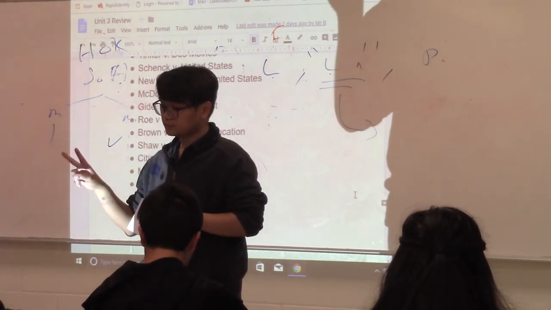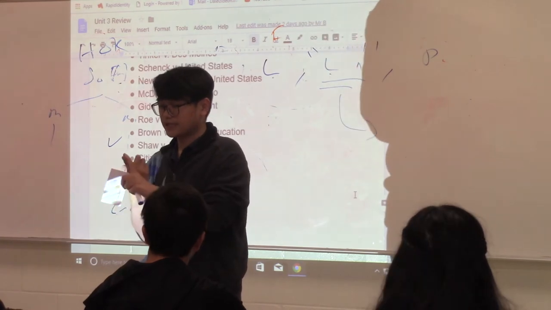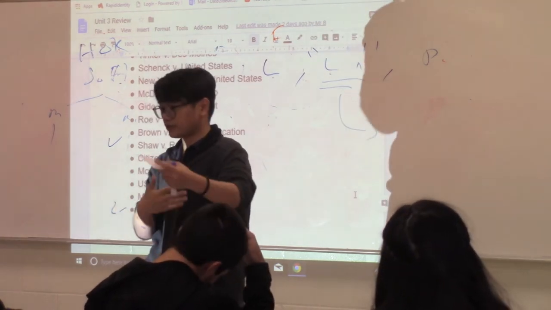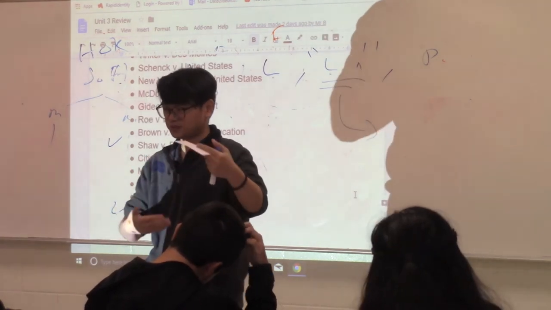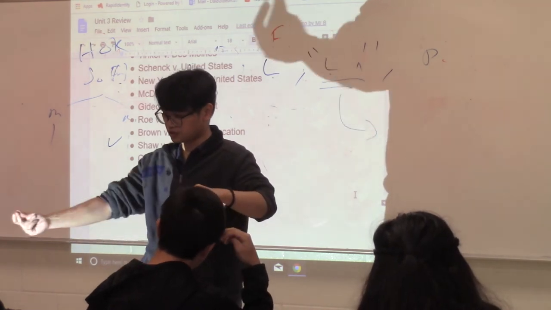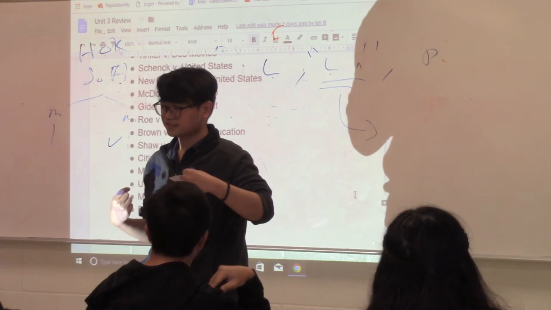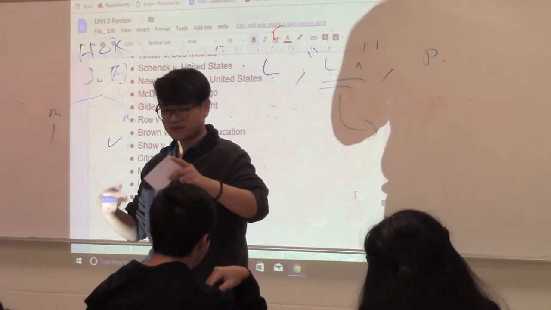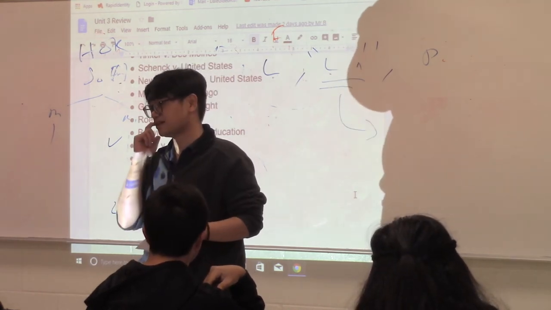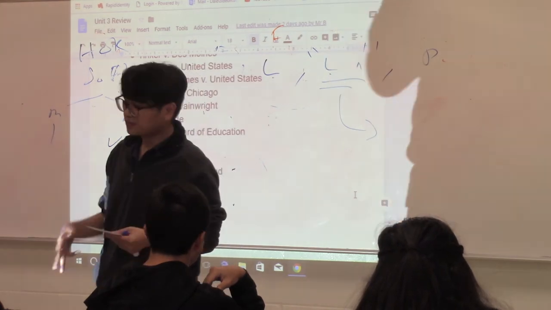In McCulloch versus Maryland, they said that Congress has implied powers, that's why they were able to make the national bank. You should know what clause that is. Implied powers. Necessary and what? Necessary and proper clause. And the second one is the supremacy clause. Federal law is supreme over state law.